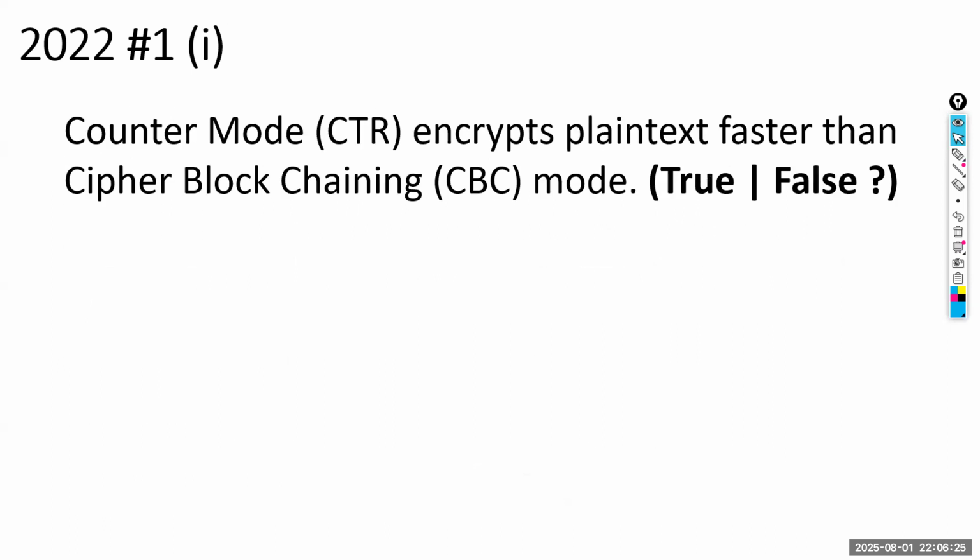Right. 2022 question 1I. This is a 2022 paper. Counter mode encrypts plain text faster than cipher block chaining mode. That is obviously yes, right? Because in counter mode we can do parallel processing. There's no chaining. Remember, counter mode has all the advantages of electronic code book, plus patterns are hidden because of the counter. So the answer is true.